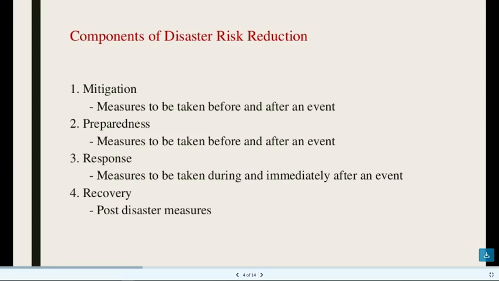The second component of disaster risk reduction is preparedness. These are measures to be taken before and after an event also. So it has something to do with mitigation. How can we mitigate or lessen? What we are trying to say with mitigation is to lessen the effect of a disaster, such as fire or typhoon. How can we mitigate? By doing such preparations. So what are your preparations? Now, it depends on the disaster that you are trying to mitigate.